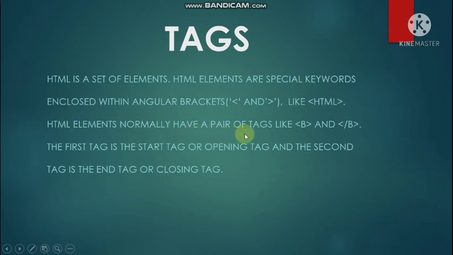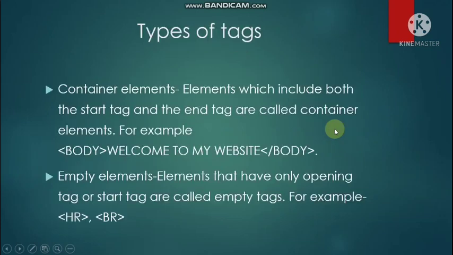HTML elements normally have a pair of tags. If you have opened a tag this way, then you have to close it by putting a forward slash in front of the name of the tag. So this is known as the on tag and this one is the off tag. In other words, this is the opening tag and this is the ending or closing tag.